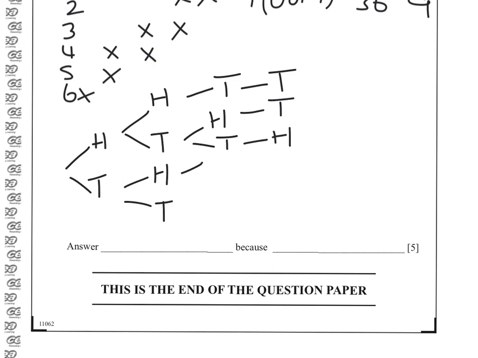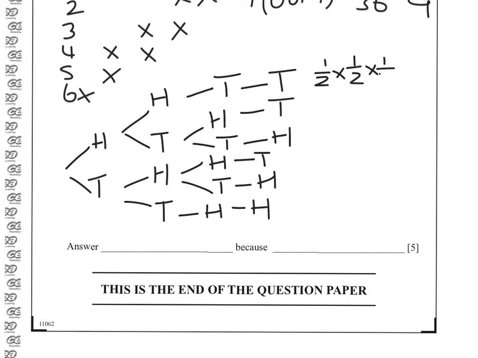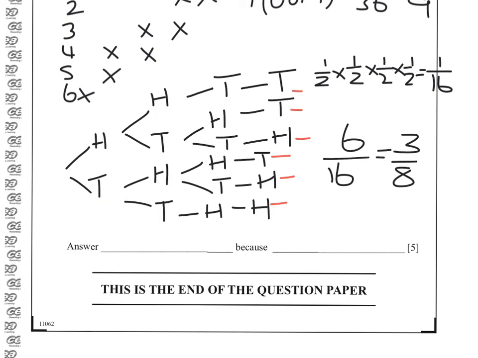Tail, head, head, tail. Tail, head, tail, head, tail, tail, and the only one that would leave us with is head, head. Each of these are a half times a half times a half times a half, which is 1/16. And altogether we have 1, 2, 3, 4, 5, 6 ways of achieving this. So the probability would be 6/16, which is 3/8.